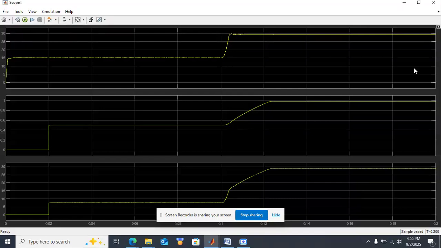And this is the load voltage. Initially it was 15 volts. After 0.1 seconds it is increased to 30 volts according to the reference voltage. Similarly, the current is around 0.5 amps to 1 amp, and the power is around 8 watts to 30 watts. We are getting the load power.